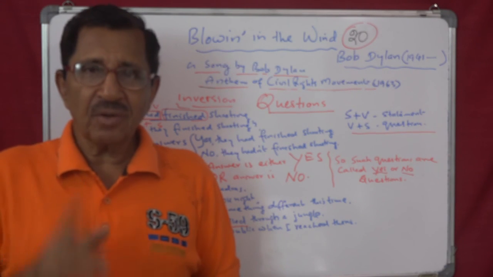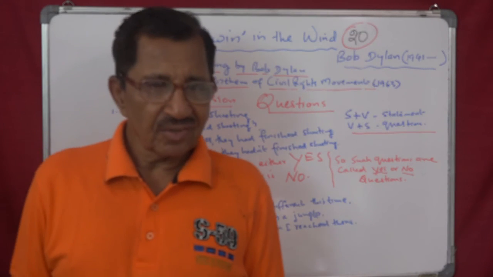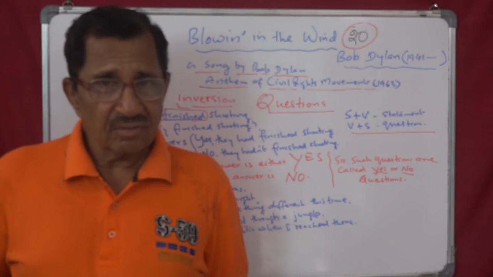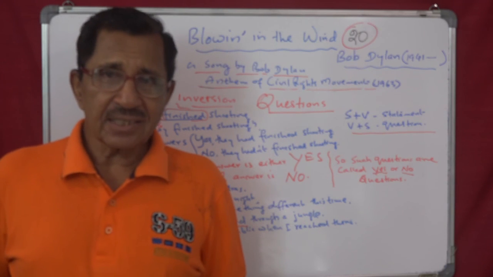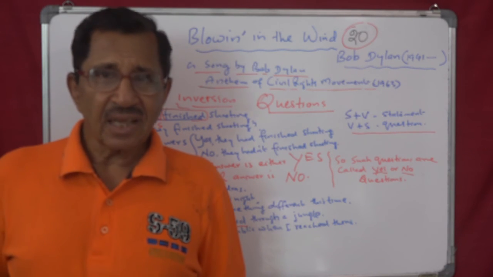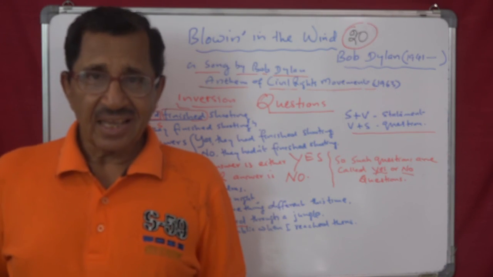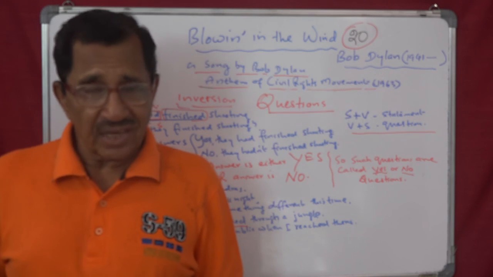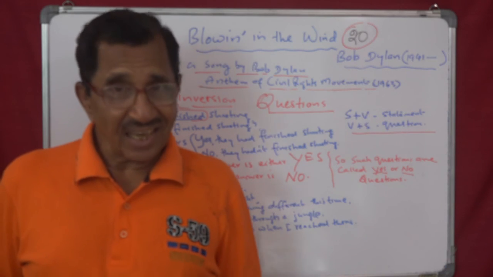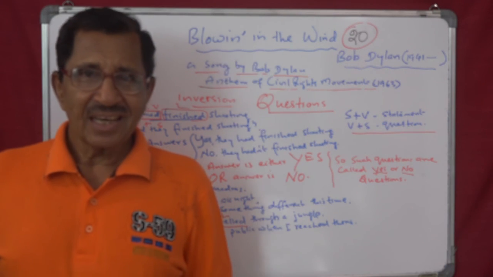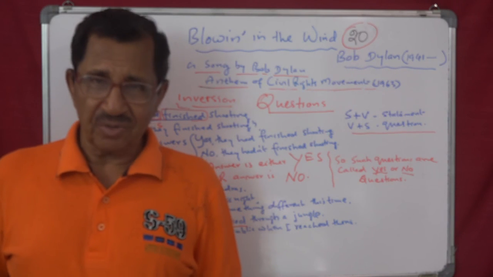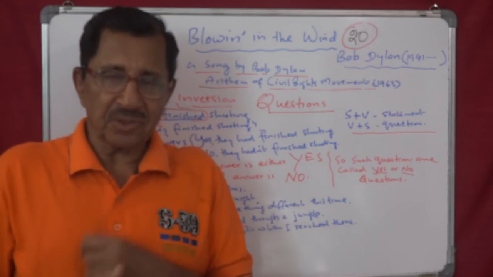A question is given, 2, 1. How will you make a statement? 1, 2. For example, is he eating rice? Now make it a statement. He is eating rice. Are they playing? They are playing. Will he do it? He will do it. Can she do it? She can do it. So both ways it should be possible.